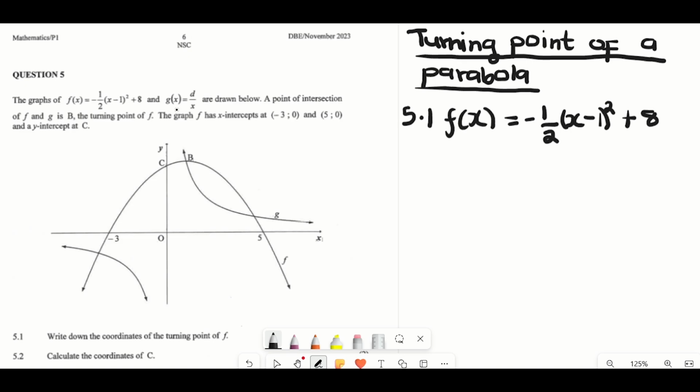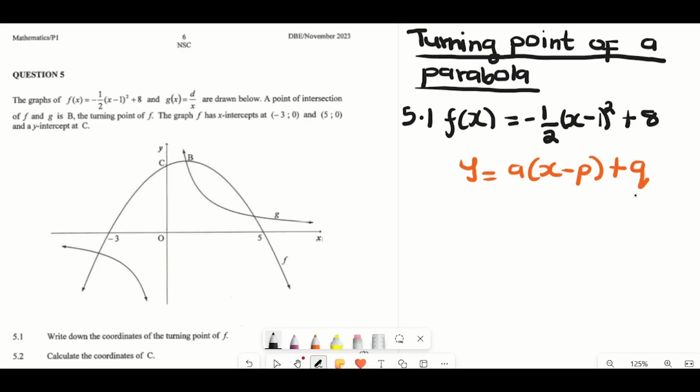Now, we know how to tell if the equation belongs to a parabola or not. If the highest variable has an exponent of 2, then it's probably a parabola. So when you look at the equation you've been given, you should be able to tell that it's in the form y equals a(x minus p) squared plus q. This is what we call the turning point form.